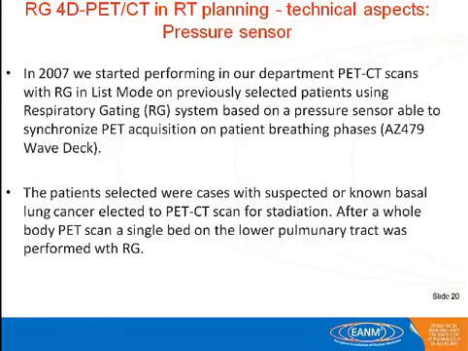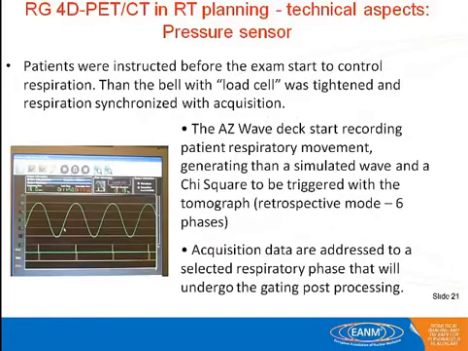And the patient selected was better for that. After the whole body PET, we didn't do only the respiratory gate, we did a whole body PET CT, and then we do it on just one bed on the lungs, on the part of the lesion where we assume that we should have a lesion. So what we did, the patient was instructed to keep the breathing regular, and then we tightened the load cell on the patient.